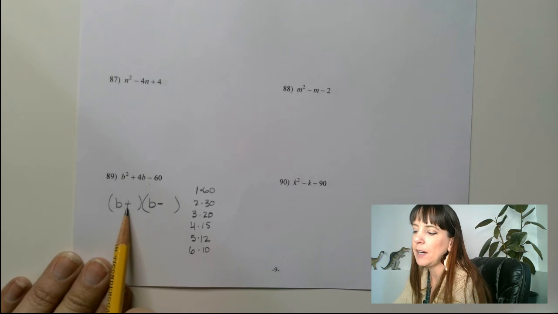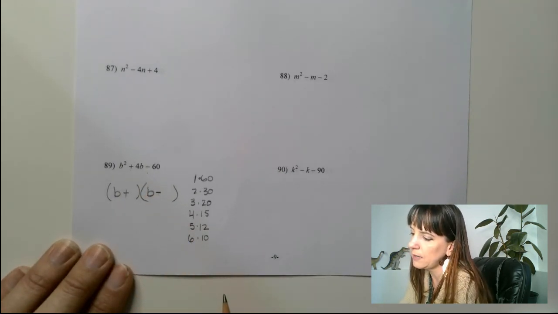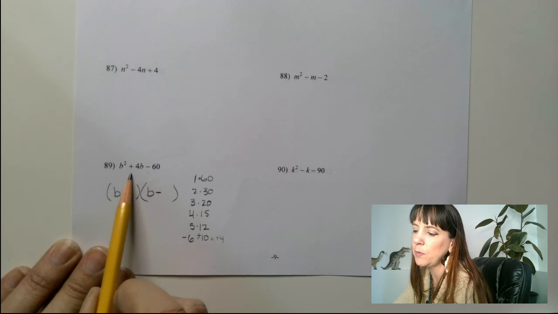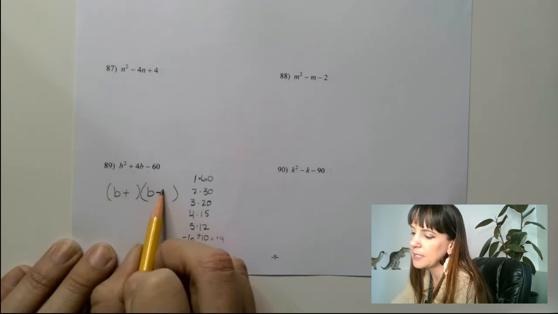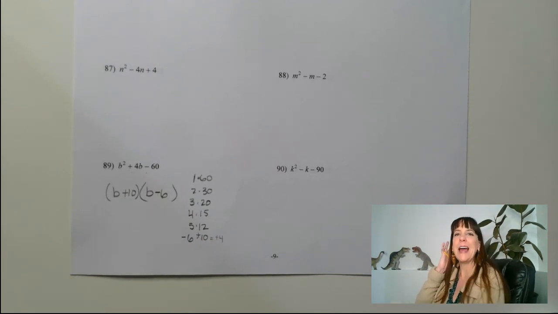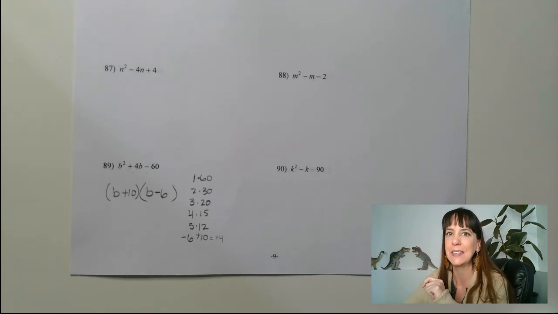Now, we need a positive and a negative that gives us positive 4. Well, does any of these have a difference? Oh, yeah, look at that. We need positive 10 and negative 6 will give us positive 4. That's what we need. So, negative 6, positive 10. Bam, there's your answer. All right, guys, so that is my crash course on factoring. Practice, make sure you know that, and then we will start in on quadratics next video. Thanks, guys.